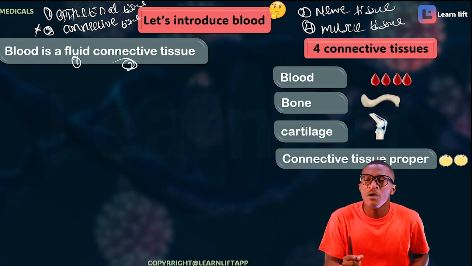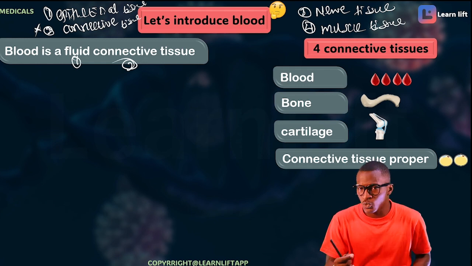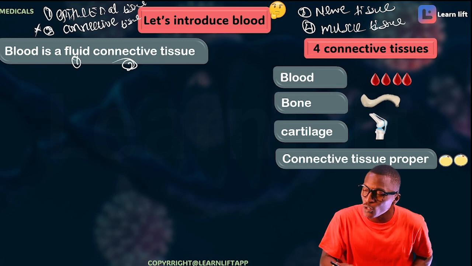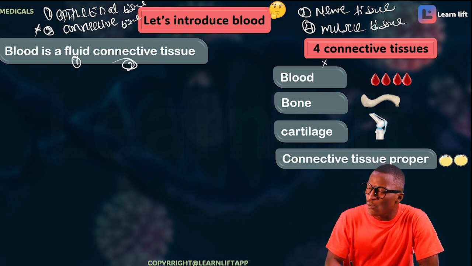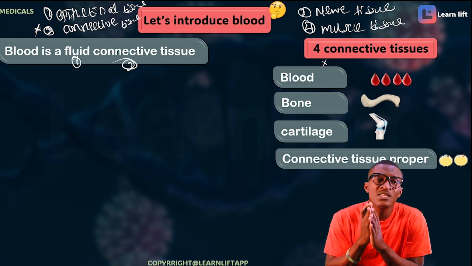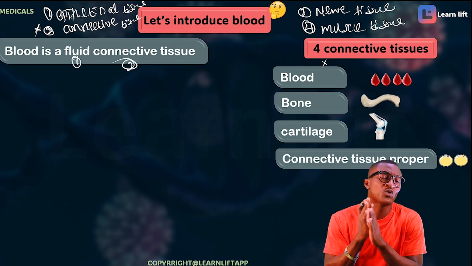And with bones. Now, if you watch among the 4 tissues, the only one that is a fluid among the 4 is blood. That is why we say blood is a fluid connective tissue. So, what is the introduction of blood? Blood is a fluid connective tissue.